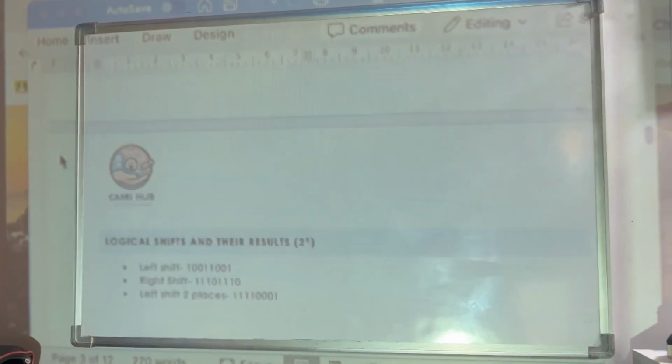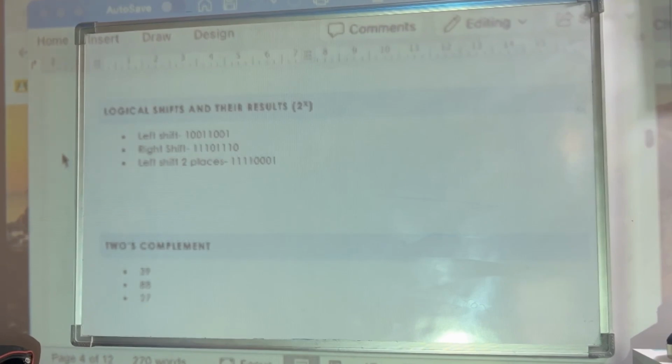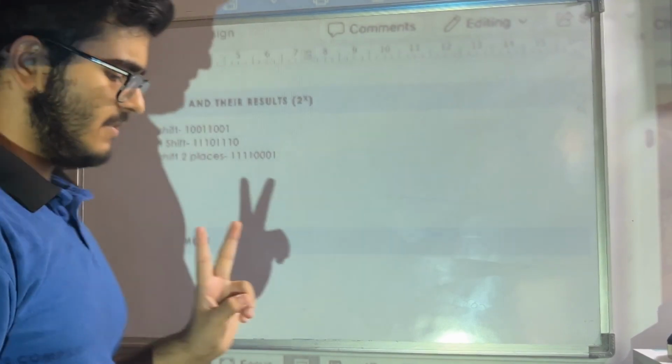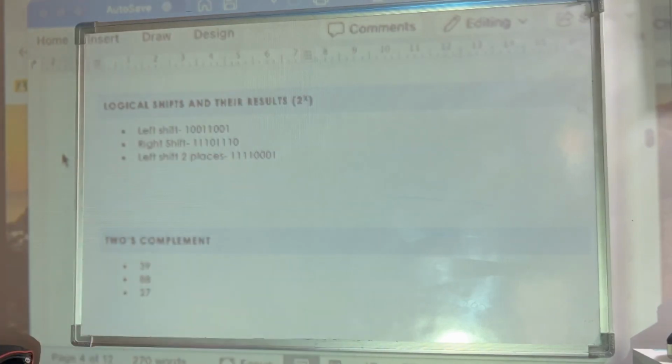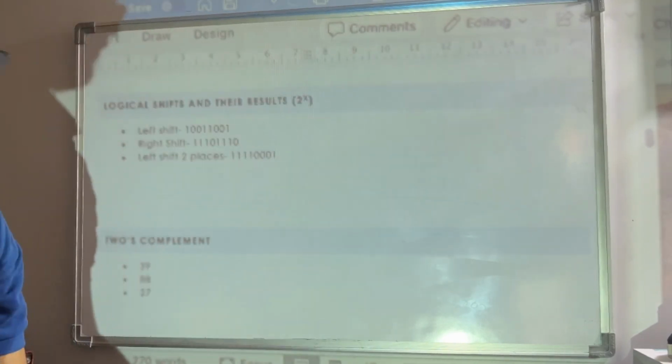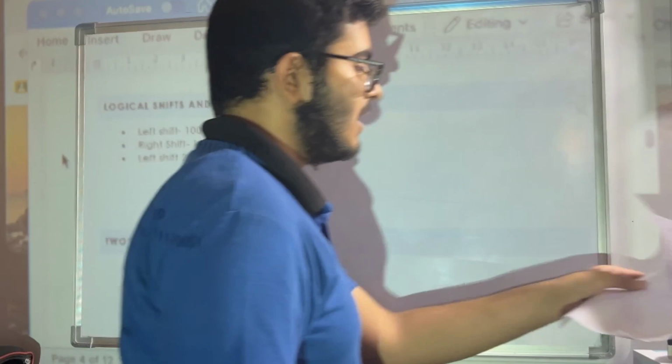Next topic for today is called logical shifts, right? So we have two kinds of shifts. We have a left shift and we have a right shift.